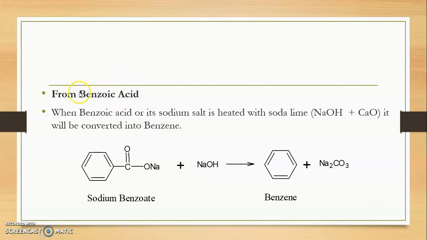Means benzoic acid is reacted with the soda lime. So first benzoic acid is converted to sodium benzoate, and this sodium benzoate on reaction with calcium oxide will be converted into benzene. So this is about the second industrial method.